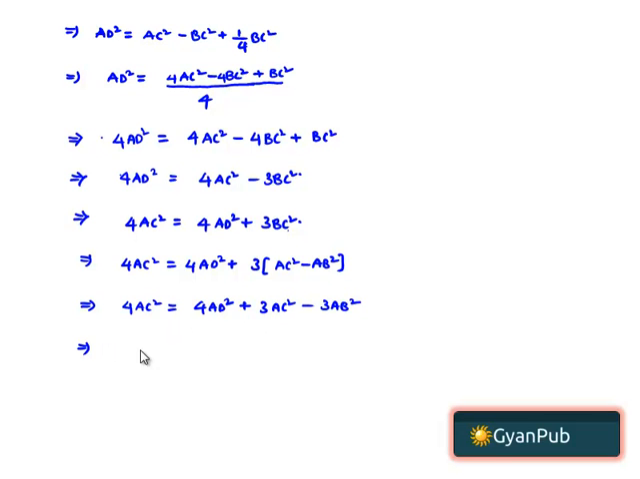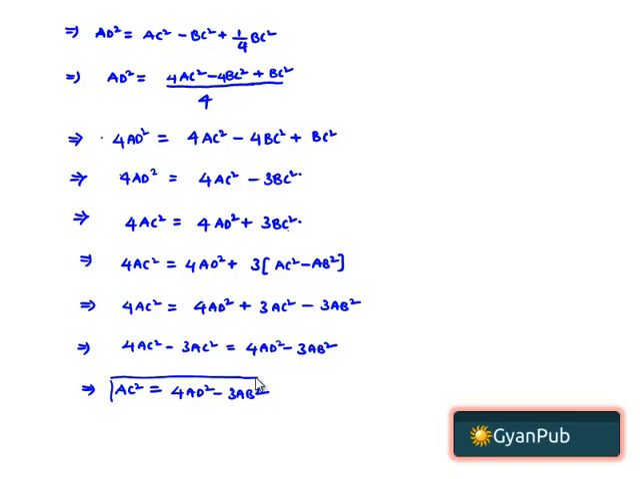which implies, let us transpose this 3 AC square to left hand side, then we get 4 AC square minus 3 AC square is equal to 4 AD square minus 3 AB square, which implies that 4AC square minus 3AC square is nothing but AC square, that is equal to 4AD square minus 3AB square. This is what the required proof for us.